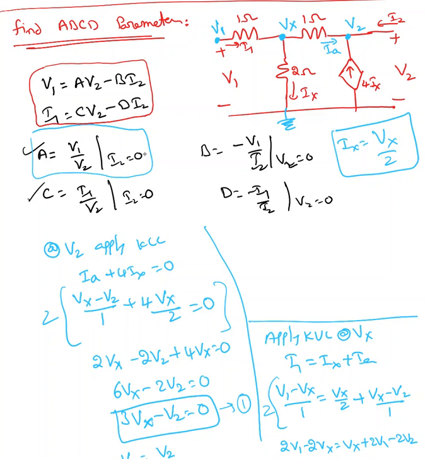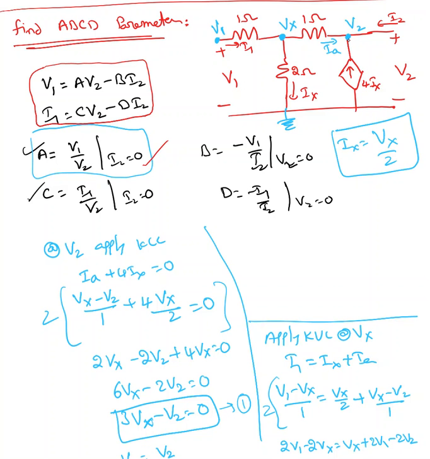So I'm finding A equal to V1 over V2 when I2 equal to 0 and C equal to I1 over V2 when I2 equal to 0. So I'm going to use the same circuit to find these two parameters, making I2 equal to 0. Now I have two sources. One is V1, and 4ix is a current dependent current source. So I have to solve this by using either mesh analysis or nodal analysis.